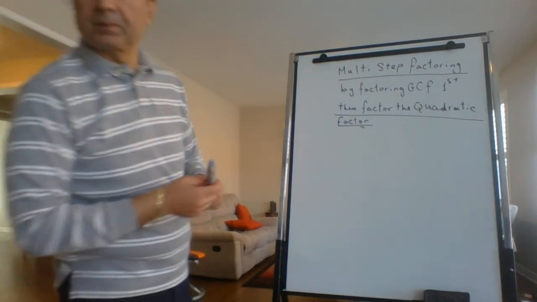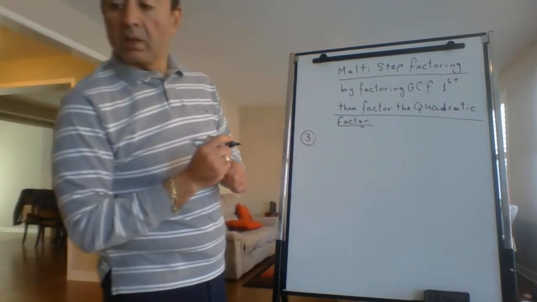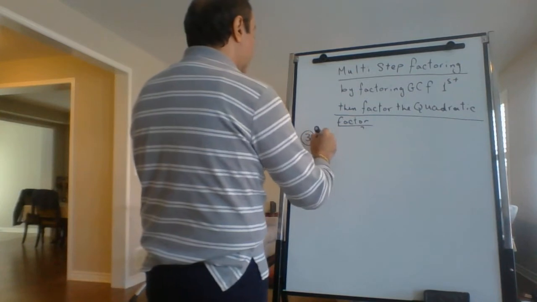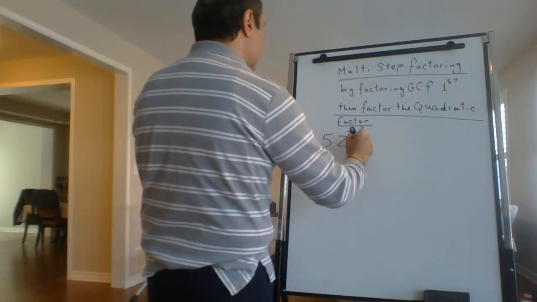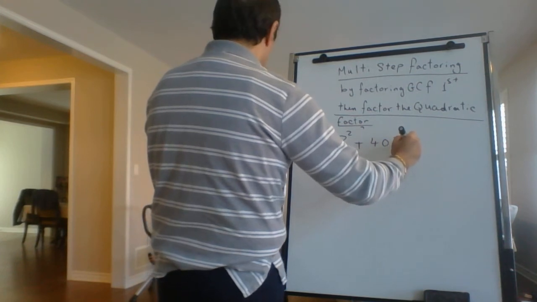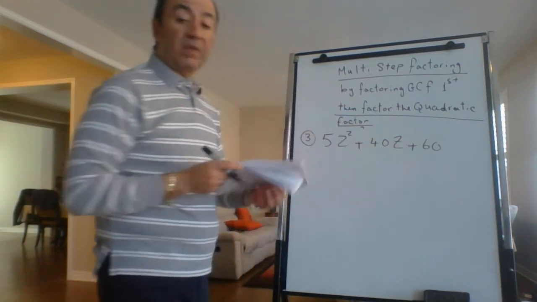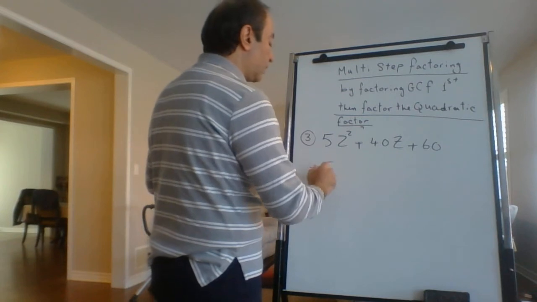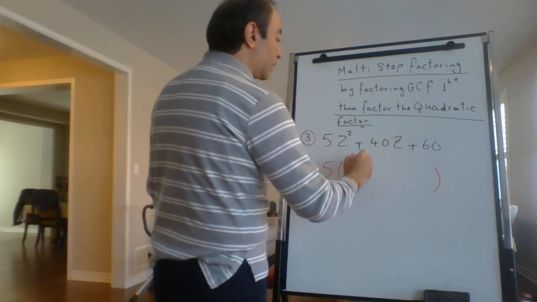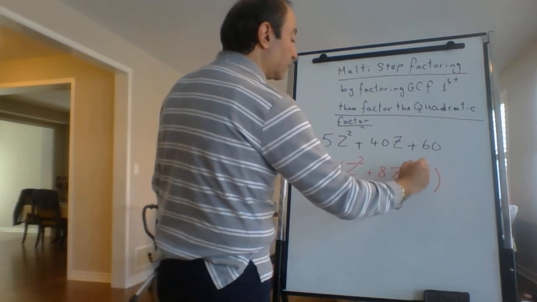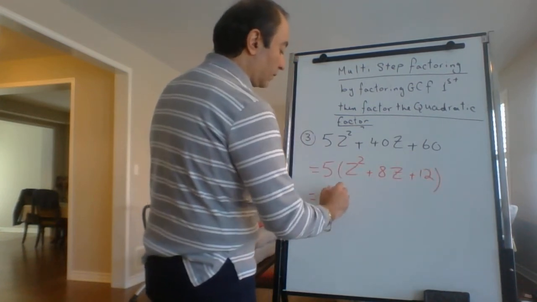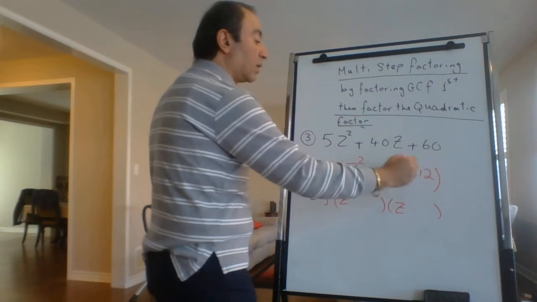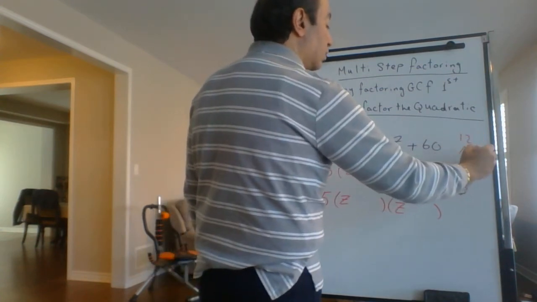Example 3. 5z squared plus 40z plus 60. To factor this, we start to look for the common factors. I can see that 5 is common, so I factor the 5 out, and that will leave z squared plus 8z plus 12. Then with the 5, I open two brackets, I put z and z. Then I try to find two numbers that multiply to 12 and add to 8.